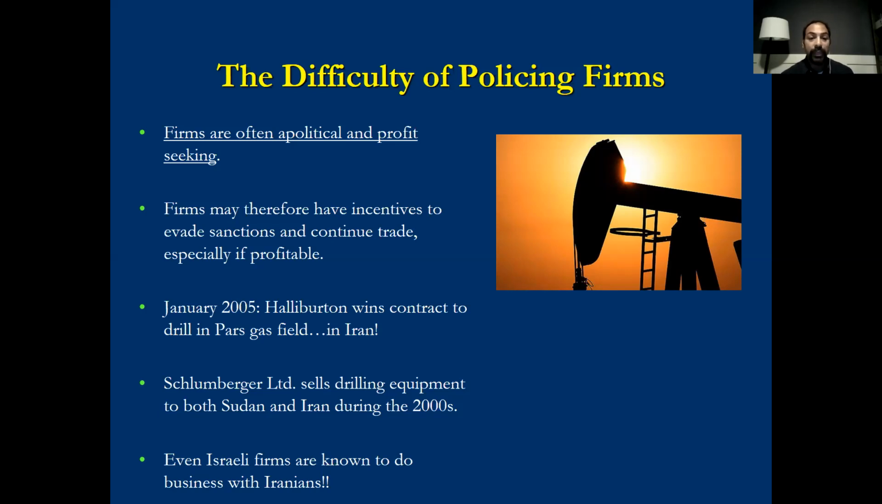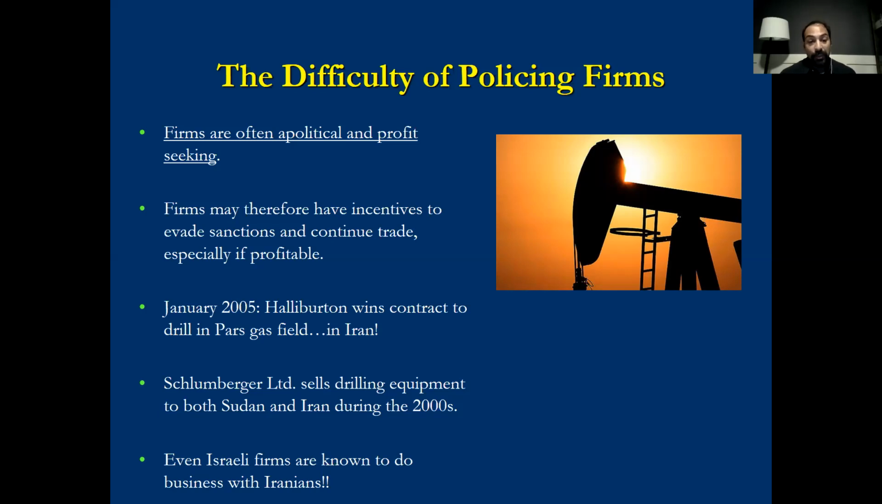profitable and lucrative. Just as an example of this, in January 2005, Halliburton bid on a contract to drill in the Pars gas field, which is in Iran. For those of you that don't know, Halliburton was a company that was at one point led by former Vice President Dick Cheney, who was certainly no dove when it came to Iran. And we would presume that Halliburton, which often supplies significant contracts to the U.S. military, would not want to do business with Iran, but they did, right? And interestingly enough, when this was in flagrant violation of American sanctions, they continued to engage in this behavior. It was too profitable to give up, right?